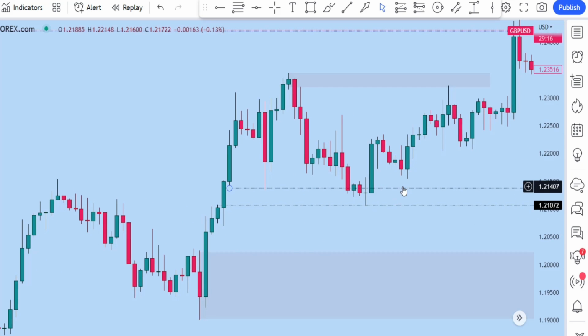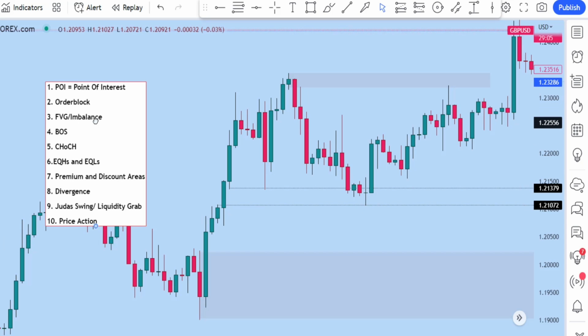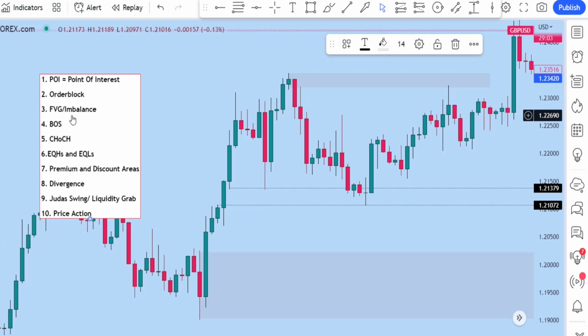And what is the importance of fair value gap? It gives us an assurance sometimes that price is coming back to correct the imbalance. As the word implies, it is called imbalance. Every imbalance must be balanced. It must create a healthy price action.